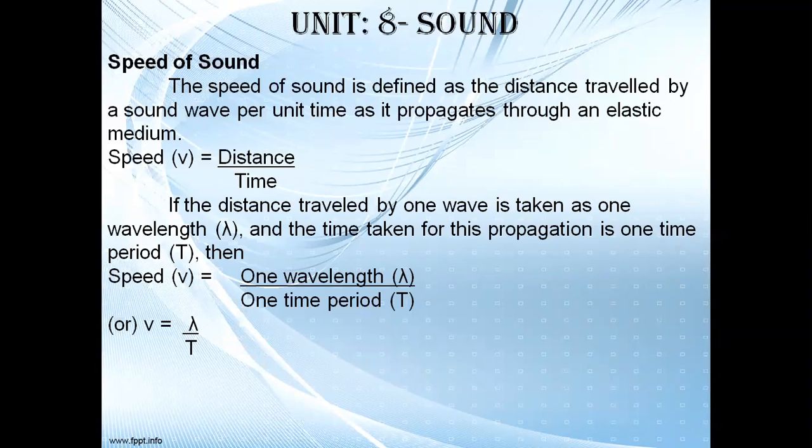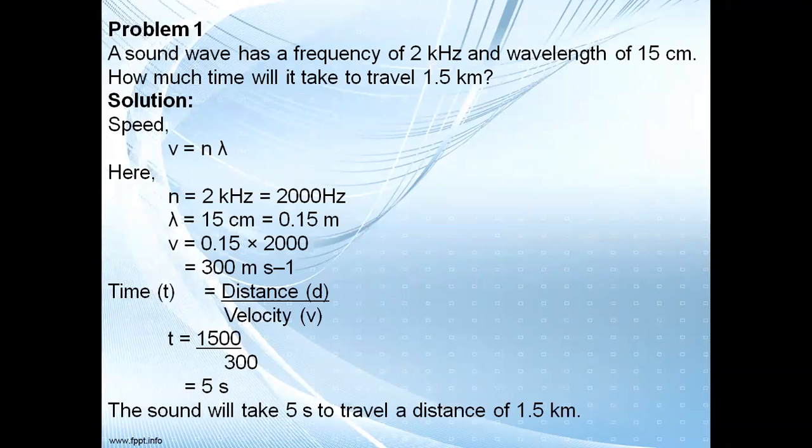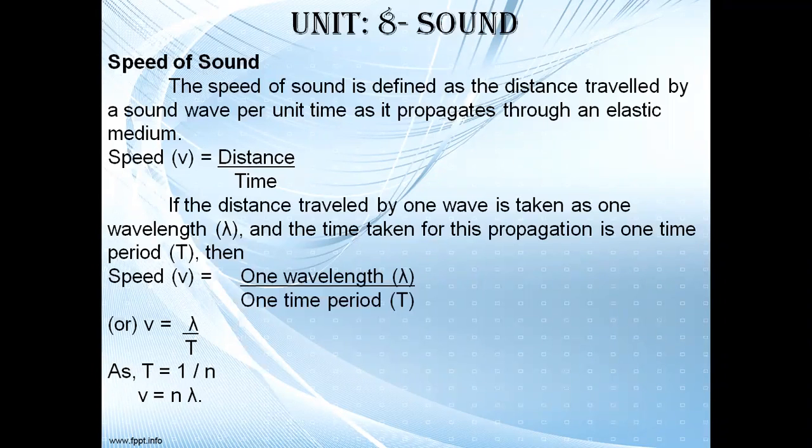But we take T equal to 1 divided by n, so speed equals n lambda. So this is the speed of sound: v equals n lambda. The speed of sound is almost the same for all frequencies in a given medium, any medium. So the speed of sound remains the same for all frequencies.